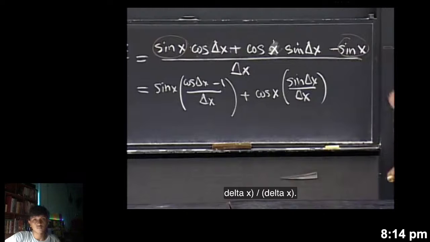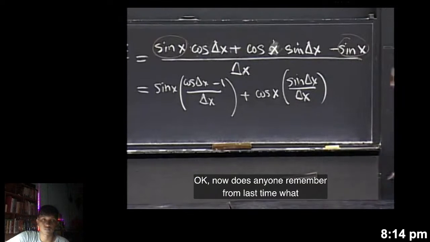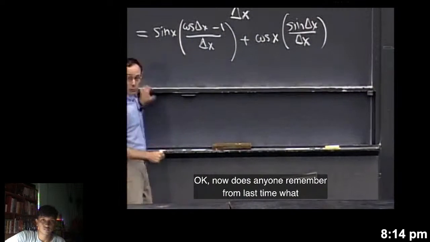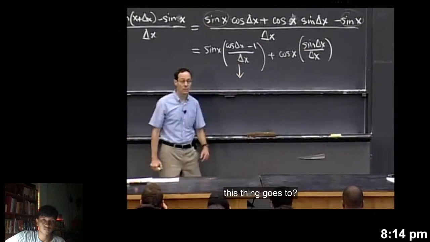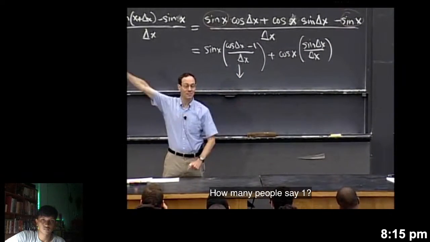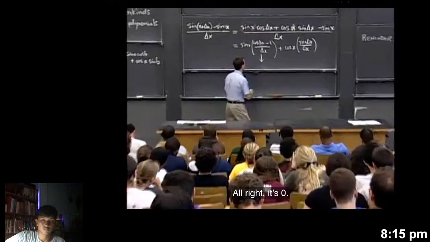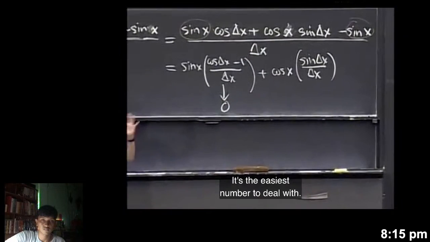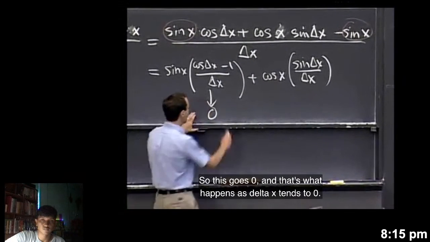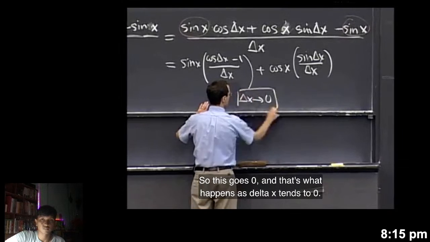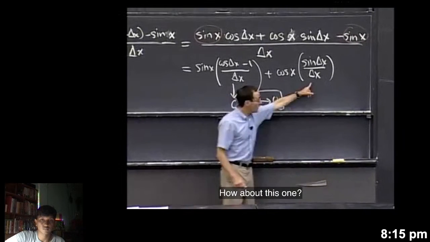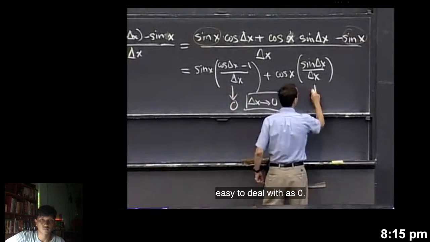Okay, now, does anyone remember from last time what this thing goes to? How many people say 1? How many people say 0? All right, it's 0. That's my favorite number. All right, 0. It's the easiest number to deal with. So this goes to 0, and that's what happens as delta x tends to 0. Now, how about this one? This one goes to 1, my second favorite number. Almost as easy to deal with as 0. And these things are picked for a reason. They're the simplest numbers to deal with.